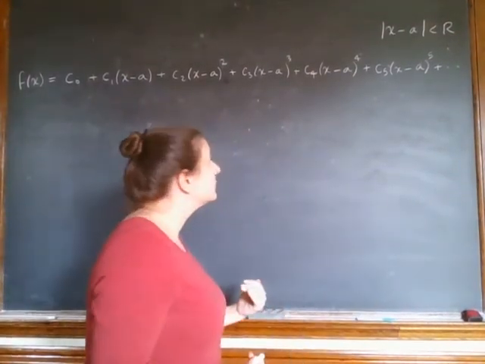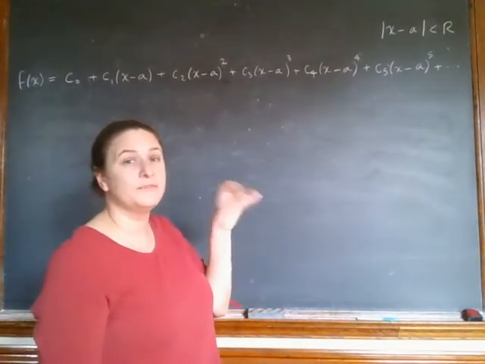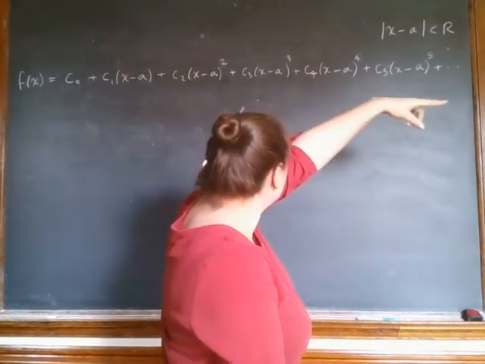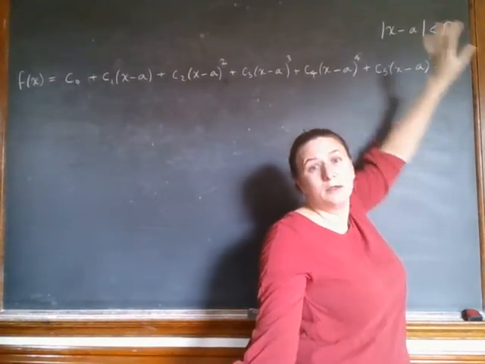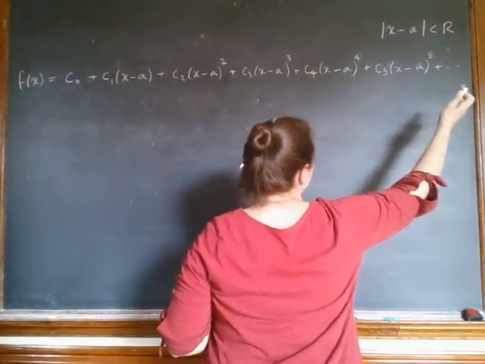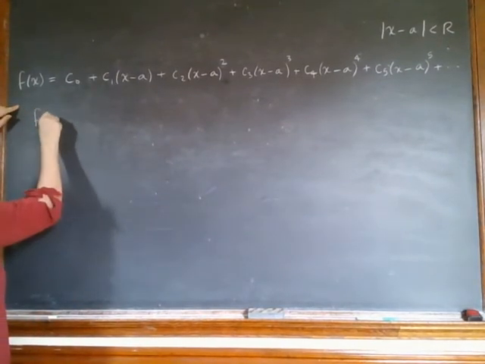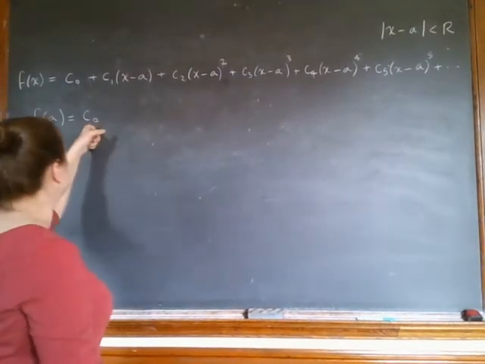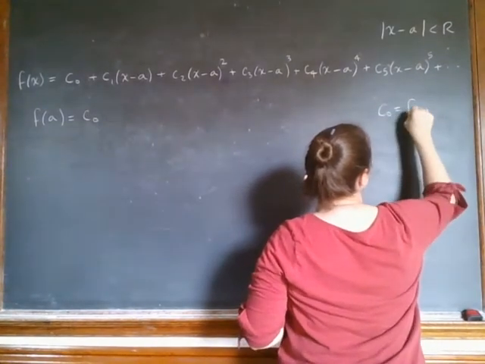Well, one thing we can realize is that if I put in A for x, and this thing has to be true for all x in this radius of convergence, so it's certainly true at A. If I put in x equals A, all these terms cancel out. They're all 0 except for the first term. So if I just evaluate f at A, all these are 0, and that gives me c naught. In other words, c naught is f of A.